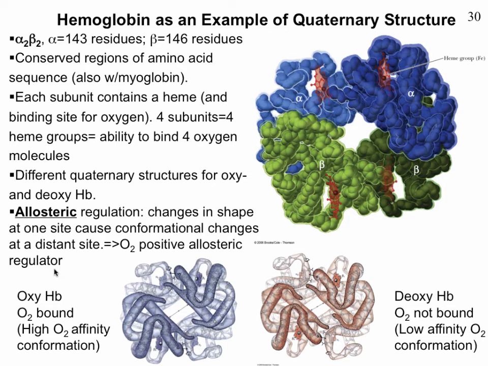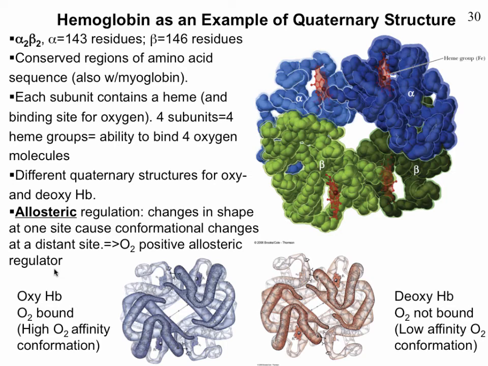For hemoglobin, each subunit binds a heme group. So here's one here, here's another here, and here's the third and fourth. And each heme group is a binding site for oxygen. So there are 4 subunits, 4 heme groups, and the ability to bind 4 oxygen molecules. And so you can have different quaternary structures depending on whether hemoglobin is oxygenated or deoxygenated.